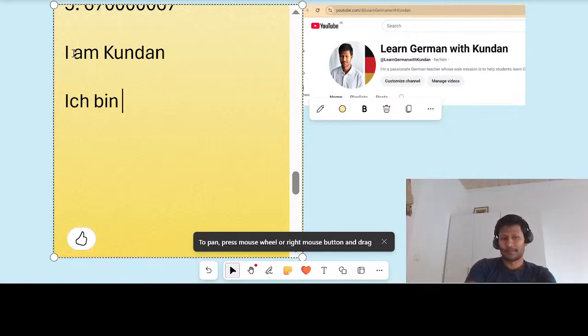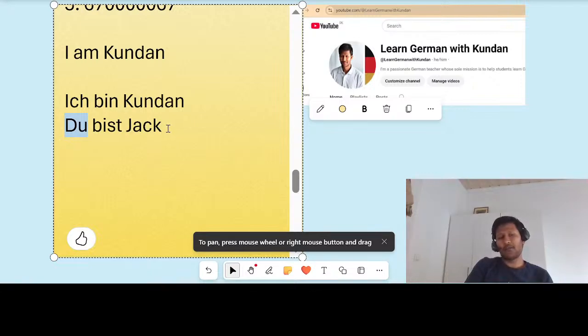Ich bin Kundan, and du bist Jack or Yak. Names you have to pronounce the same way they want themselves to be pronounced. They can be Jack and you can't say Yak, but in German if you read it as it is, it is Yak. So what is the meaning of bin, what is the meaning of bist? Subjects we will see, what are the subjects, what are the verbs, right? Now let me write one simple statement.